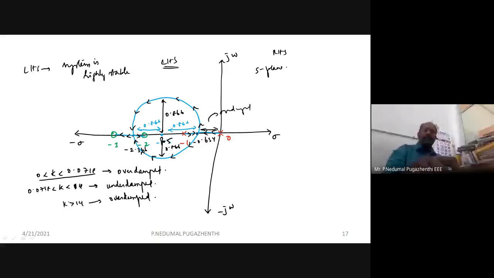It's a typical example of a problem where the numbers of poles and zeros are similar. Is that okay? Any doubts here?